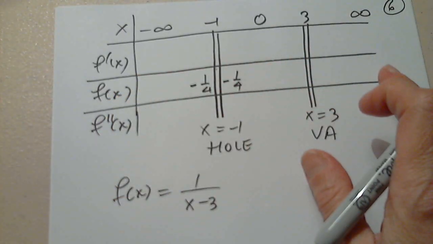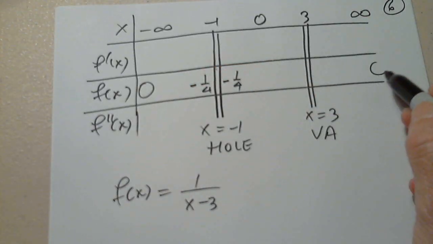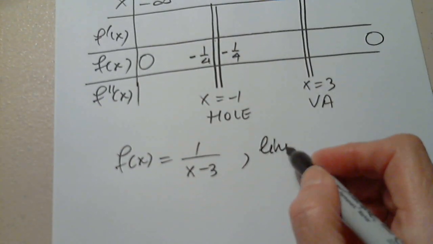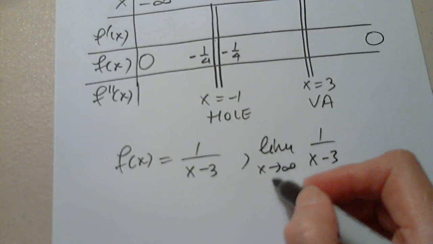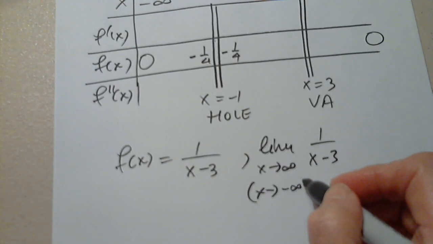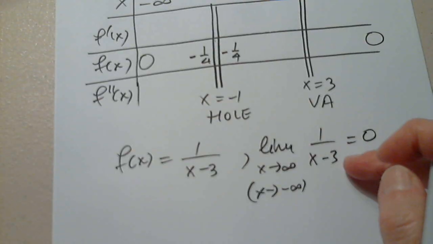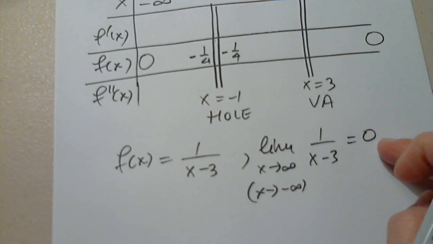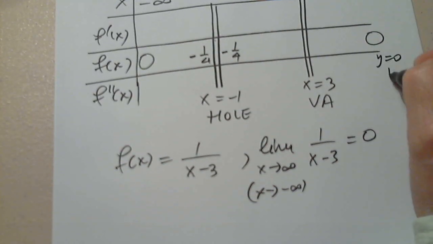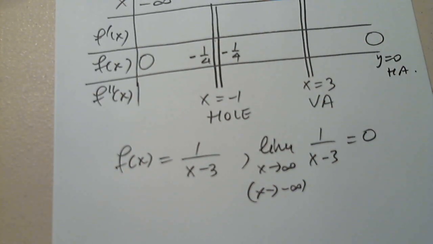The limits at infinities, we know they are 0. How do I know? Well, the limit of 1 over x minus 3 when x approaches infinity or negative infinity, doesn't matter, is 1 over huge. And we know that 1 over huge is 0. So y equals 0 is a horizontal asymptote.